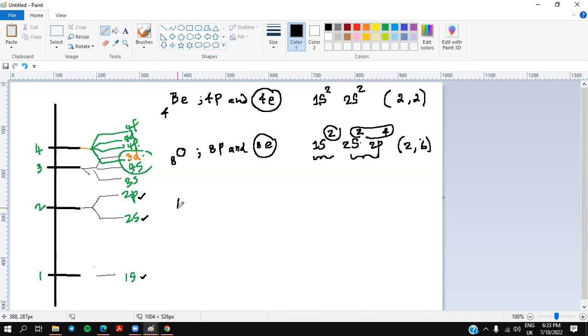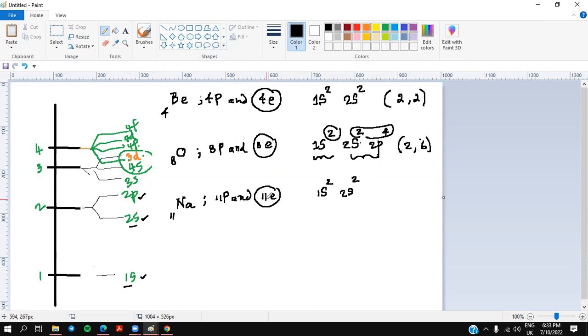Now I take sodium. Sodium has 11 electrons. Because it has 11 protons, it also has 11 electrons. But you do first, from these 11 electrons, first you take 2 electrons to 1s, 2. And then 2s, 2.